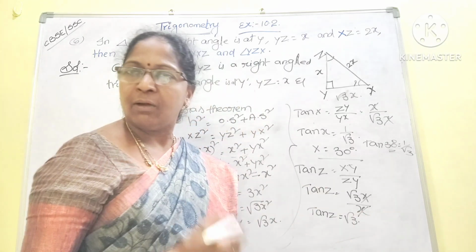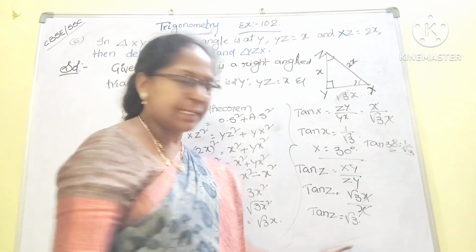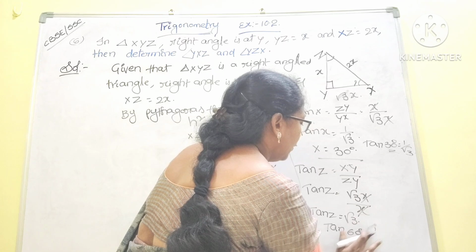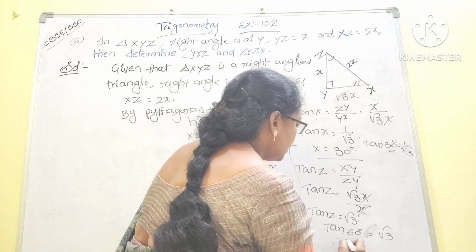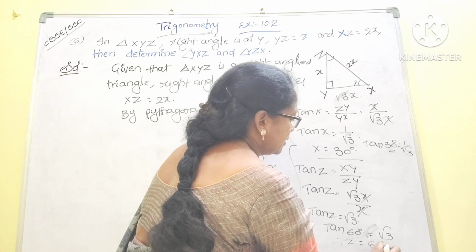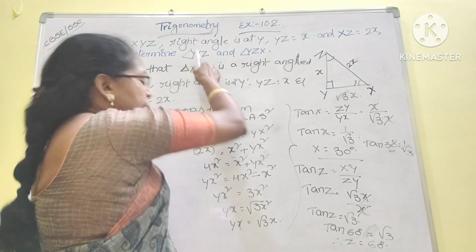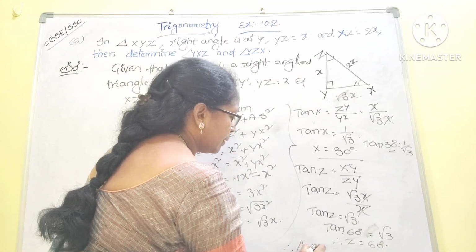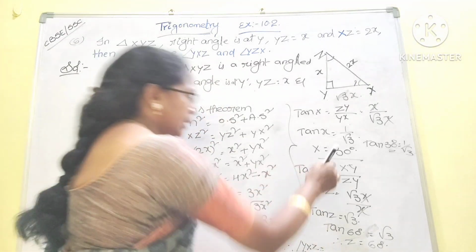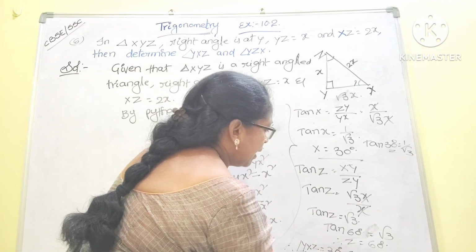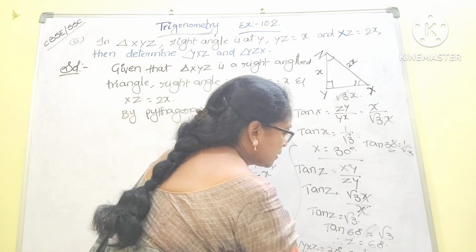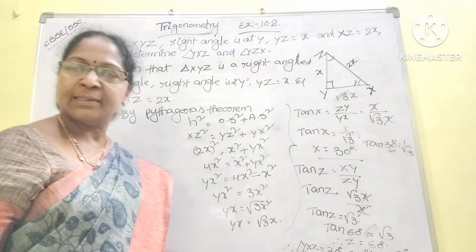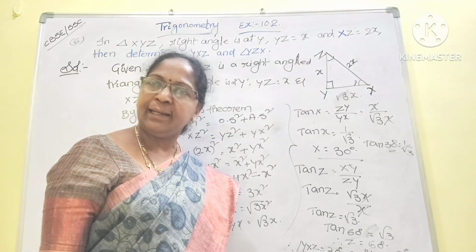That means z equal how many degrees? Tan 60 degrees. Where tan 60 equal to root 3. Therefore z equal to 60 degrees. So you can conclude that here, angle YXZ, where x equal how much? 30 degrees, and angle YZX equal how much we got? 60 degrees. This is the answer. Is it clear?